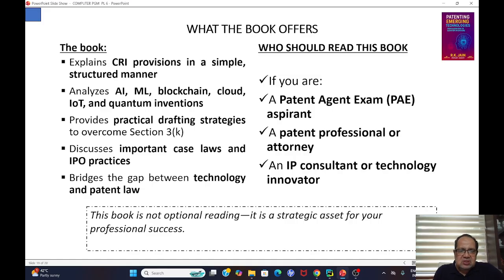This book further discusses important case laws and IPO practices. Based on all the above four aspects, it tries to bridge the gap between technology requirements and the patent law requirements and also the requirements of the patent office. So this book would be specifically beneficial to patent agent exam aspirants, patent professionals, and obviously the innovators who want to file applications leading to the grant of the patent.